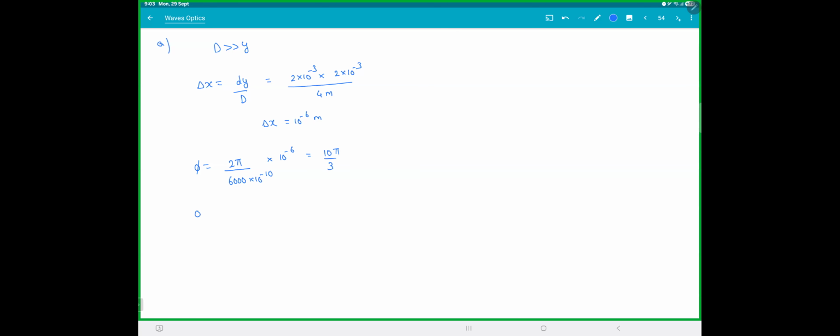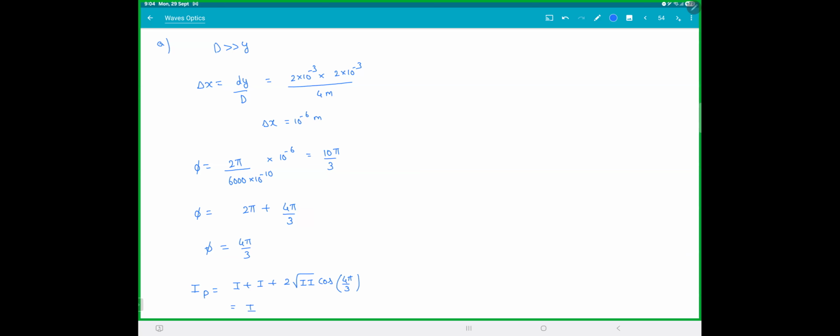And remember, phase angle is always between 0 to 2 pi. So this can be written as 2 pi plus 4 pi by 3. So basically this is 4 pi by 3. And therefore the intensity will be I1 plus I2 plus 2 root I1 I2 cos phi, or I can directly use 4I cos square phi by 2. cos 4 pi by 3 is minus half. So that is I. Clear with this?